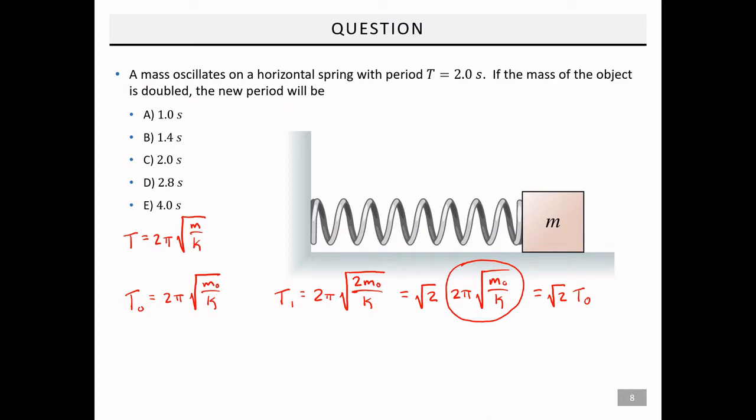Okay, so the square root of 2 is approximately 1.4. T0 is 2 seconds. 1.4 times 2 is 2.8. So the answer here is D.